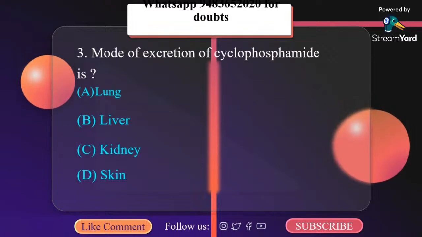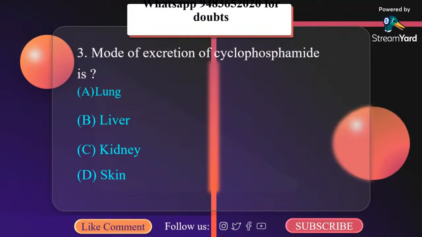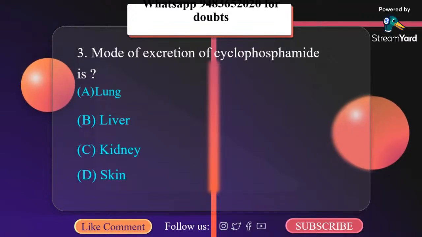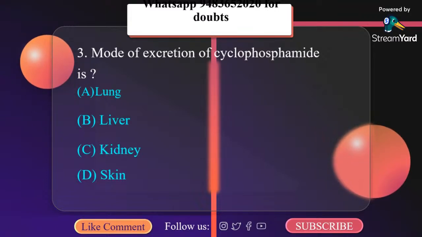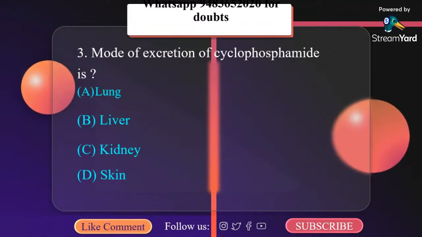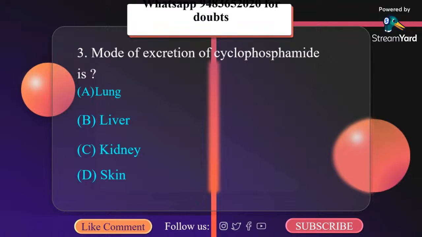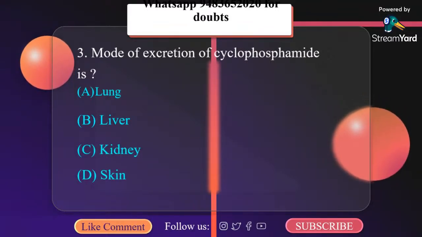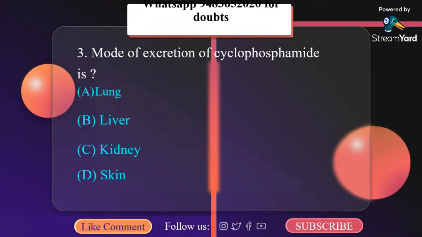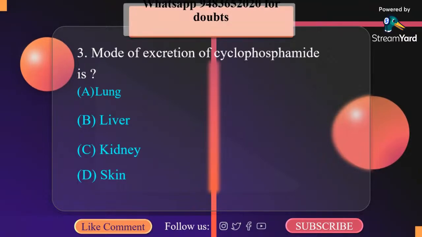Mode of excretion of cyclophosphamide is A. Lung, B. Liver, C. Kidney, D. Skin. Cyclophosphamide is primarily metabolized, 80%, and metabolites are excreted in urine. 10 to 20% is excreted unchanged in urine and 4% is excreted in the bile. So the correct option here is C, kidney.